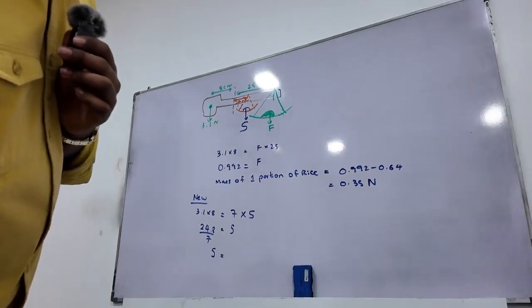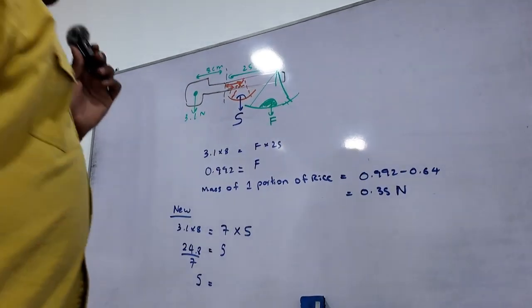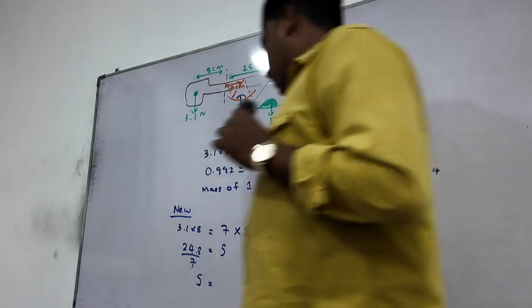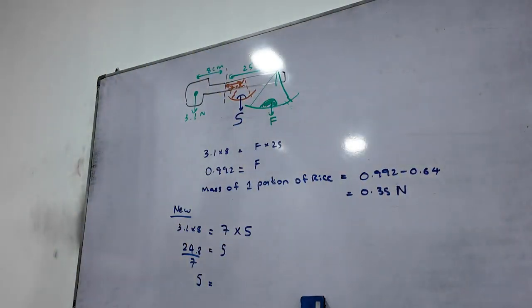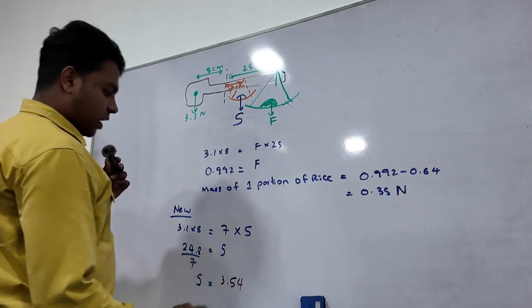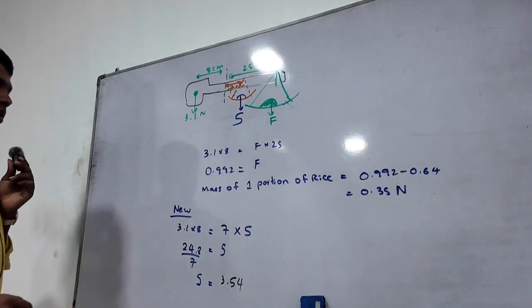What is S, guys? What is this S? So what we have to do is divide 24.8 by 7. We are getting 3.54. We are getting 3.54 newtons.